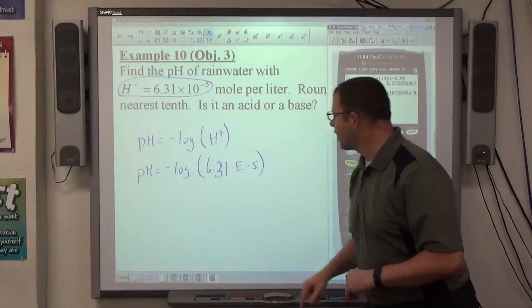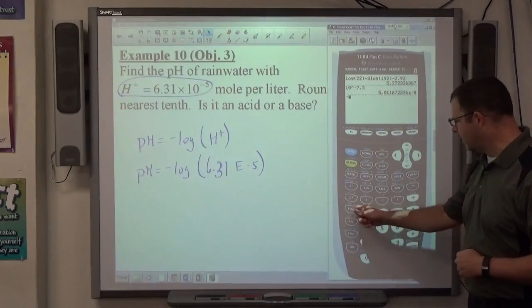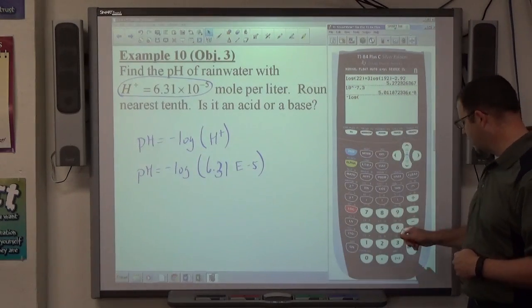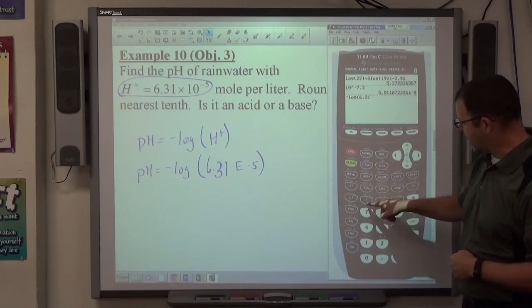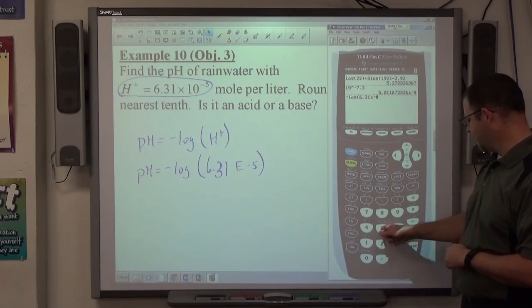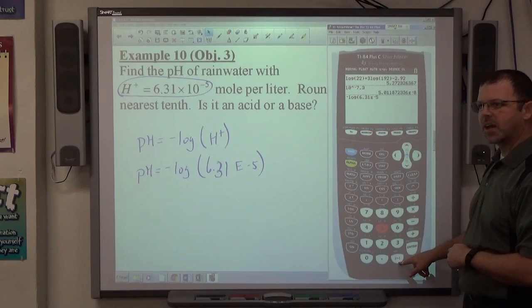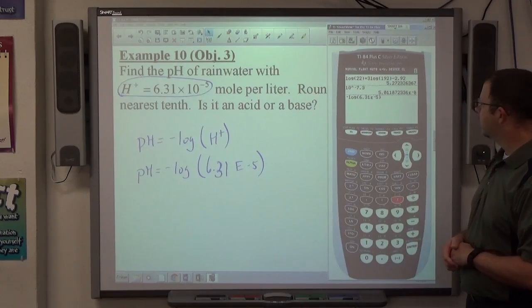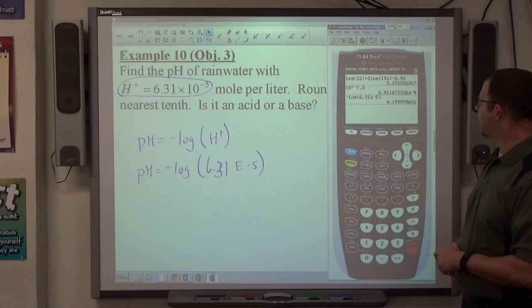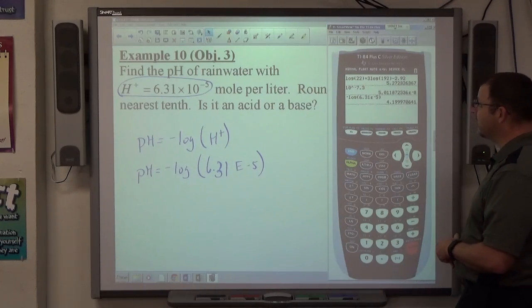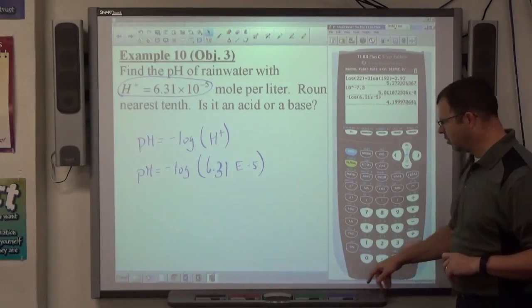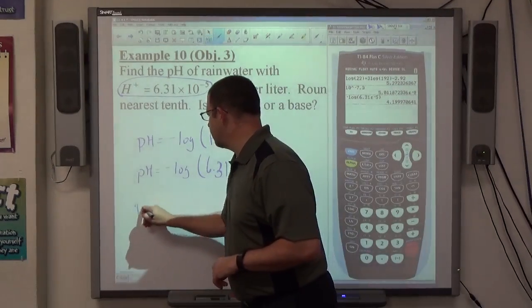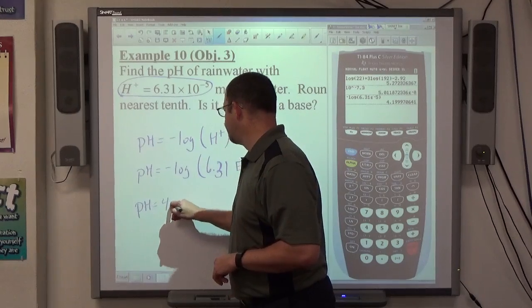So in my calculator I type negative log, parentheses, 6.31, then the EE, which is above the comma, so hit second comma, and then negative 5. Make sure you use the negative key, not the minus sign. Hit equals. It comes out to 4.19997. We like one decimal place, so 4.2. So the pH of rainwater is 4.2.